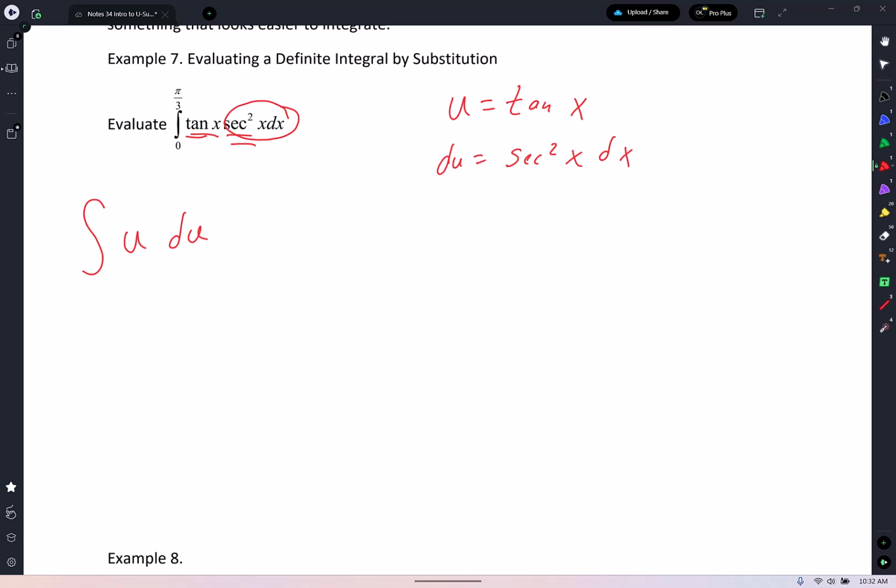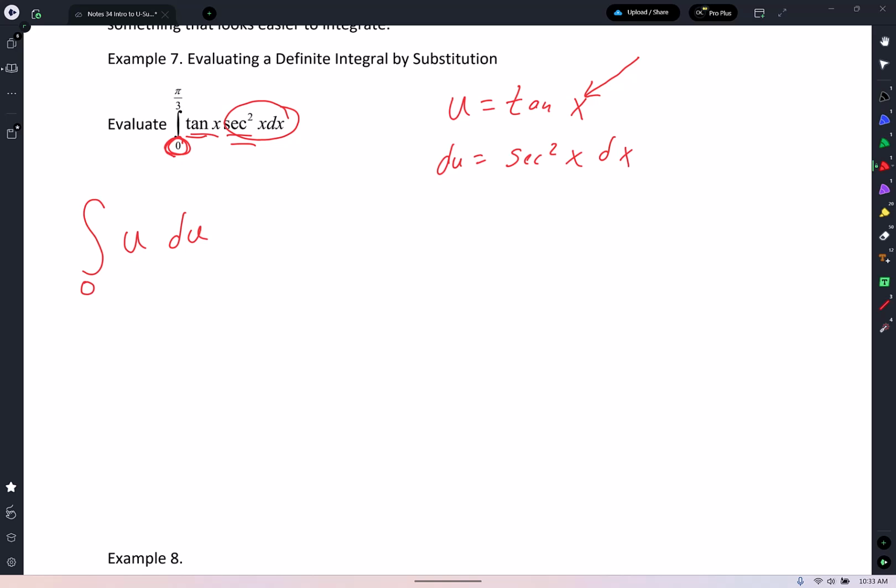Now I need limits. Guys, we're not going back to the x. Here we go. When x is 0, what is u? I'll just plug it in right here. What is tan of 0? 0. So that limit looks like it's still the same. But now check it out. Pi over 3. You need a little bit of precalc, not that much. What is tan of pi over 3? Do you guys remember? Yes, square root of 3.